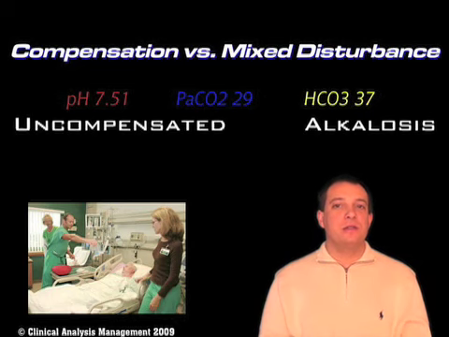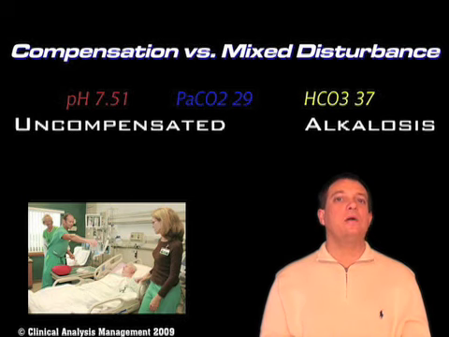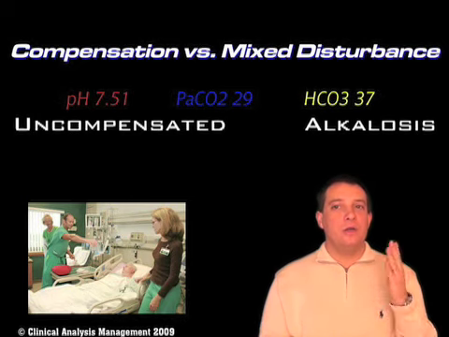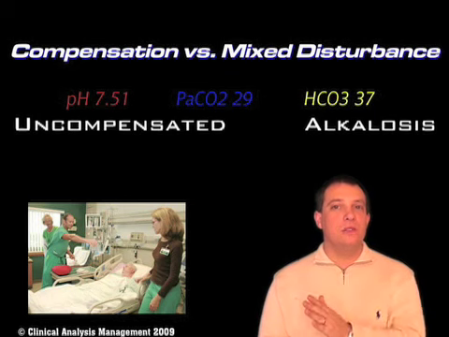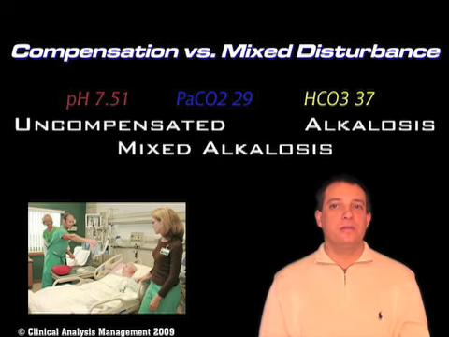Now the second thing we ask ourselves, or I should say the third thing we ask ourselves, is which number matches. Well, the CO2 is 29. Is that acidotic, alkalotic, or normal? A CO2 at 29 would be alkalotic. And when we look at the bicarb, it is 37. Is that acidotic, alkalotic, or normal? That is also alkalotic, right? So when we look, we see alkalosis, alkalosis, alkalosis. So we know that this is a mixed alkalosis.